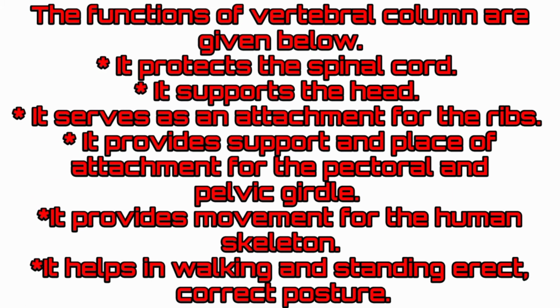The functions of the vertebral column are given below. It protects the spinal cord, it supports the head, it serves as an attachment for the ribs, it provides support and place of attachment for the pectoral and pelvic girdle, it provides movement for the human skeleton, it helps in walking and standing erect, and correct posture.